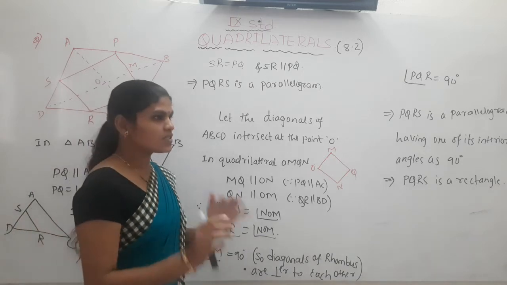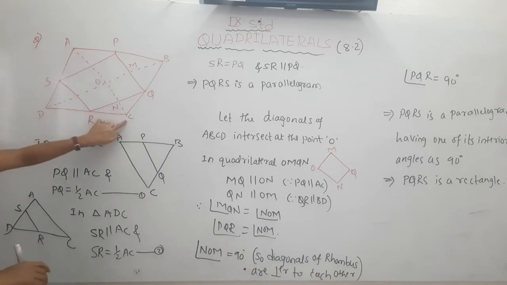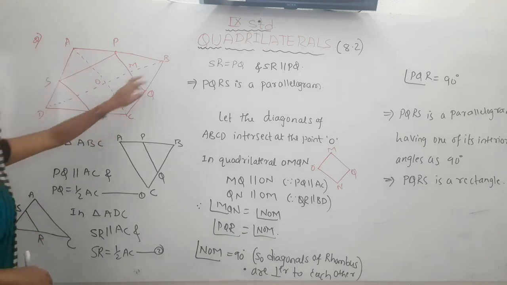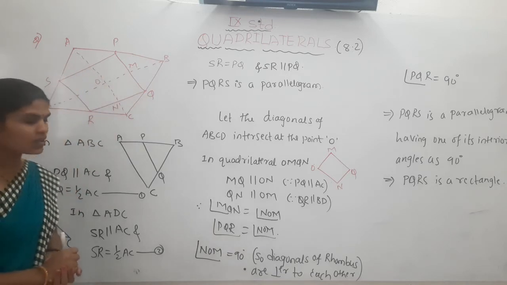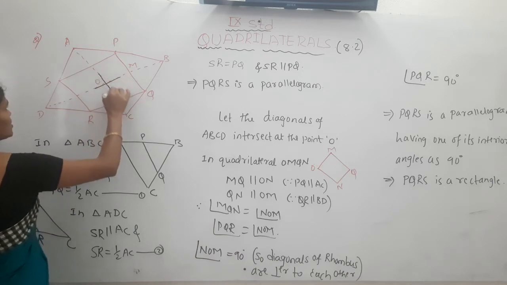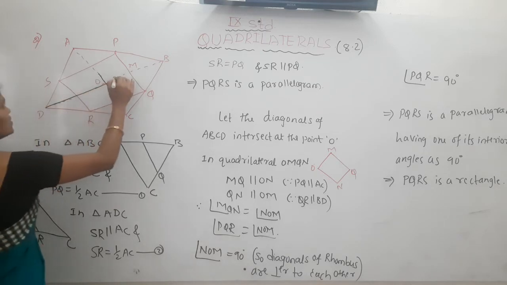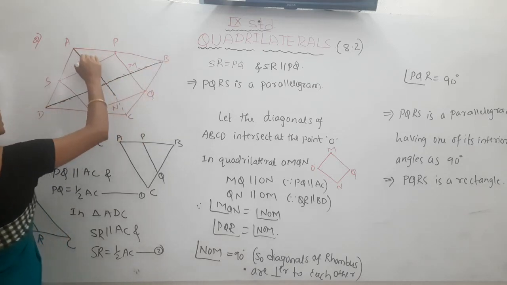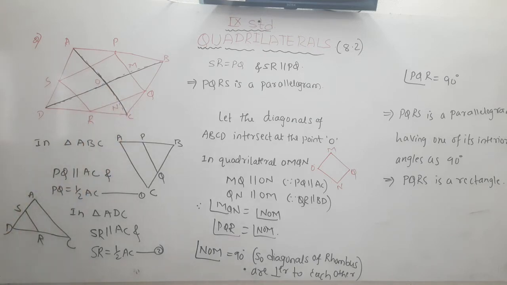So just bring it here. Now you have to join the diagonals of this rhombus. AC and BD are the diagonals of this rhombus and they meet each other at the point O. AC as well as BD are the two diagonals of the rhombus ABCD.